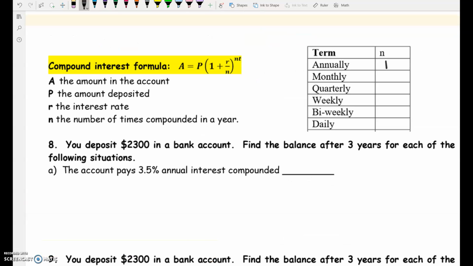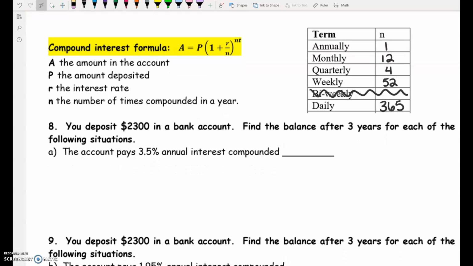Okay, moving on to compound interest. If it says that we are compounding monthly, n is going to be 12 because there are 12 months in a year. Compounded quarterly. Anyone want to take a guess what quarterly would be? 4 times per year. Weekly, there are 52 weeks in a year. Bi-weekly we aren't going to use because some people say bi-weekly means every other week. Some people say bi-weekly means twice a week, and because of that confusion, we're just not going to use it. And daily would be 365.